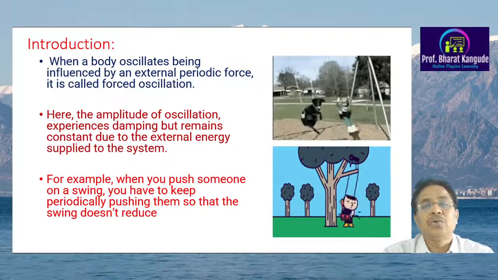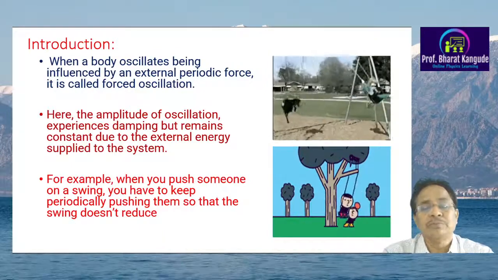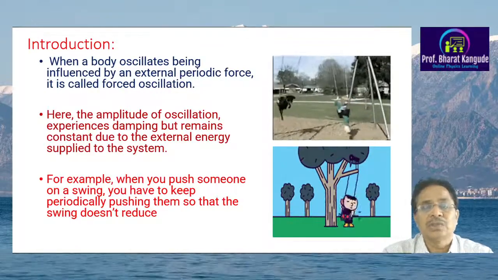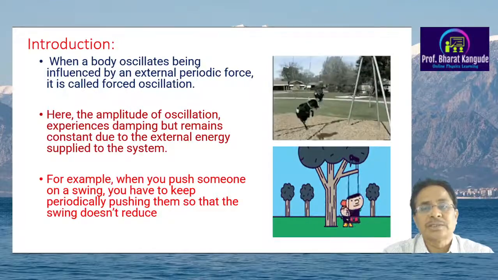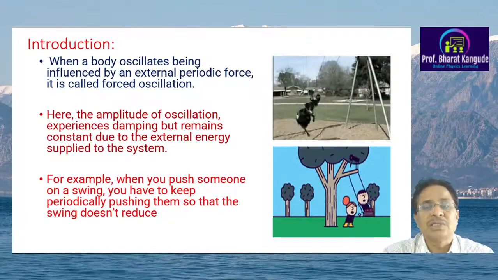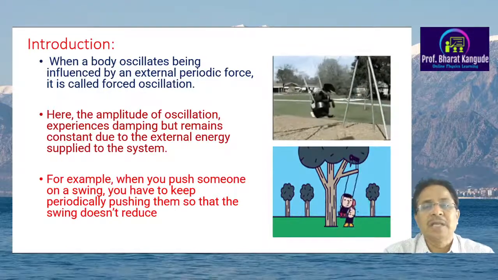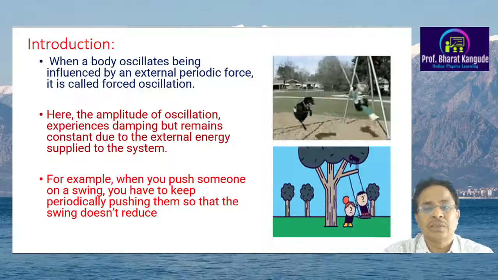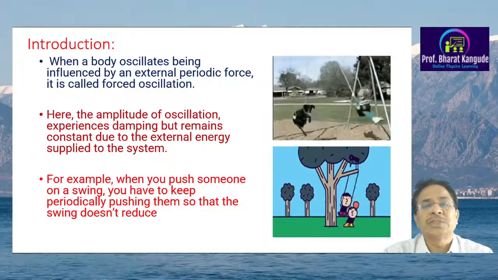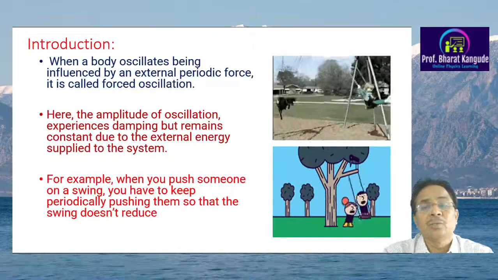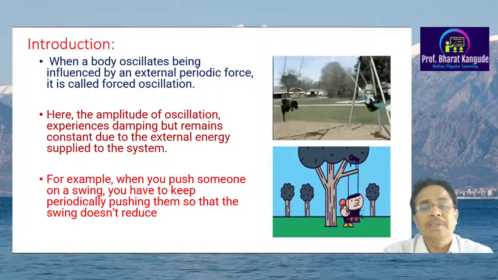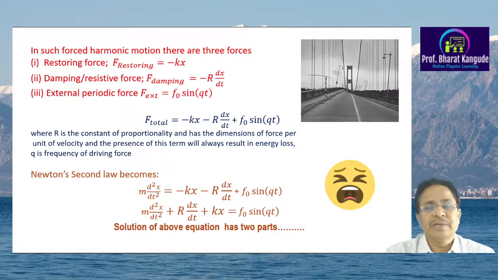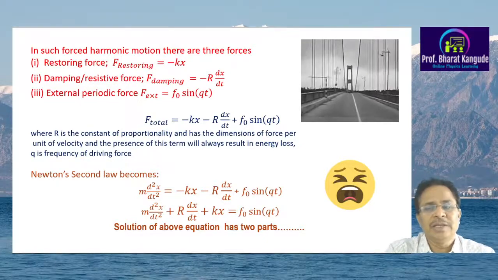And at the end, we are going to calculate the power dissipation and the quality factor of this type of oscillator, which is called the forced oscillator, as well as discuss the electrical forced oscillator. Again, exactly the similar way to what we did in chapter 2, we are going to see the analogy between the mechanical forced oscillator and the electrical forced oscillator. So these are the important points we are going to discuss in this chapter, called forced oscillation.